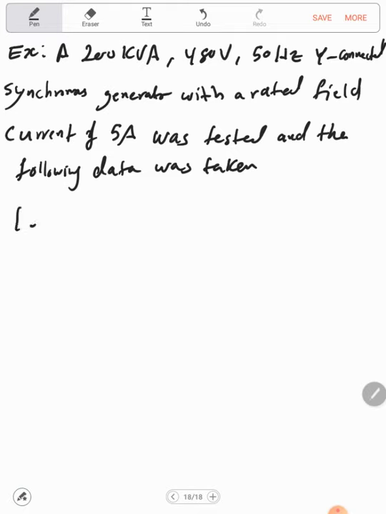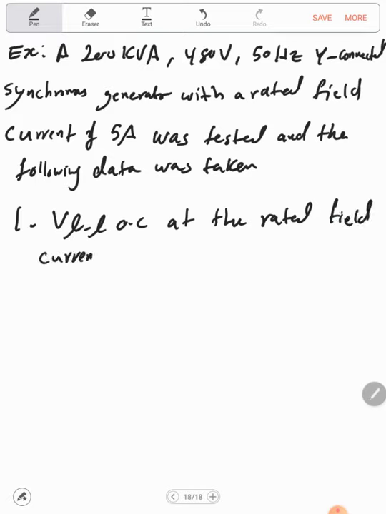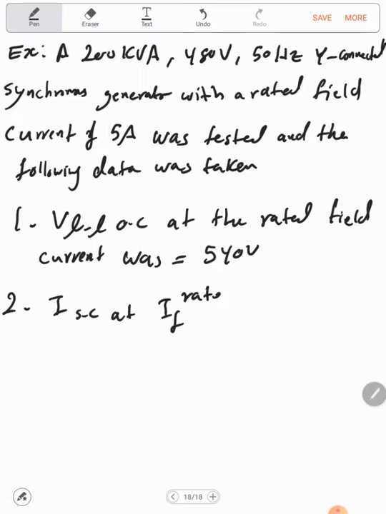The first one, V line to line open circuit at the rated field current was equal to 540 volt, and the second test, the I short circuit at IF rated was equal 300 ampere.